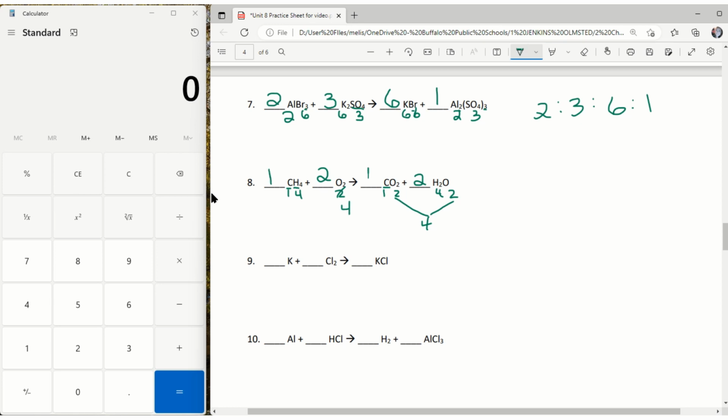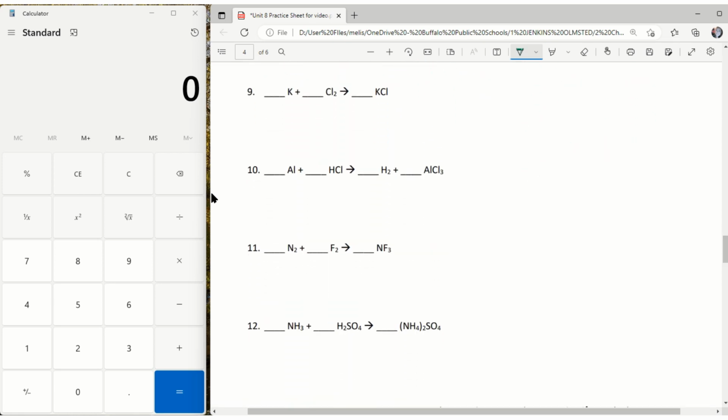I could put a 1 here and a 1 here, my ratio. And since my ratio of coefficients includes a 1, I know I'm finished. All right. Let's look at the next one.